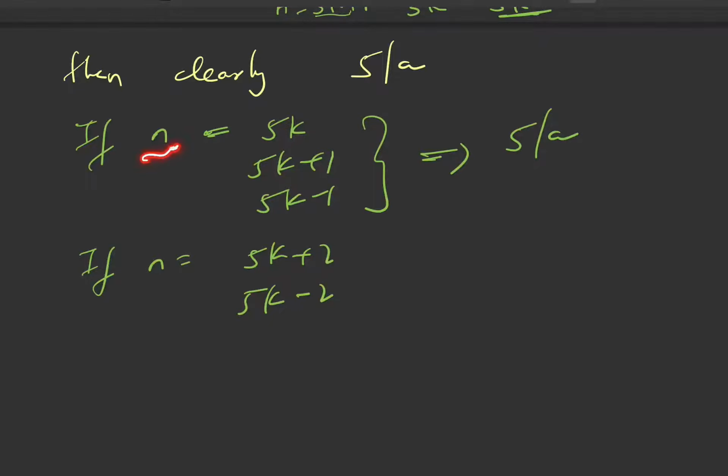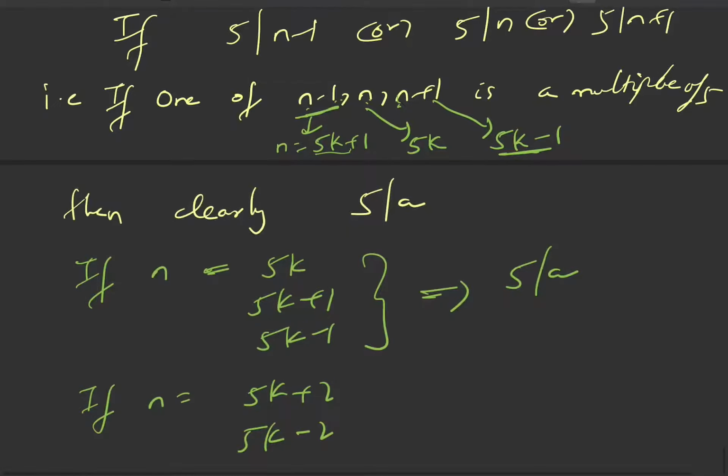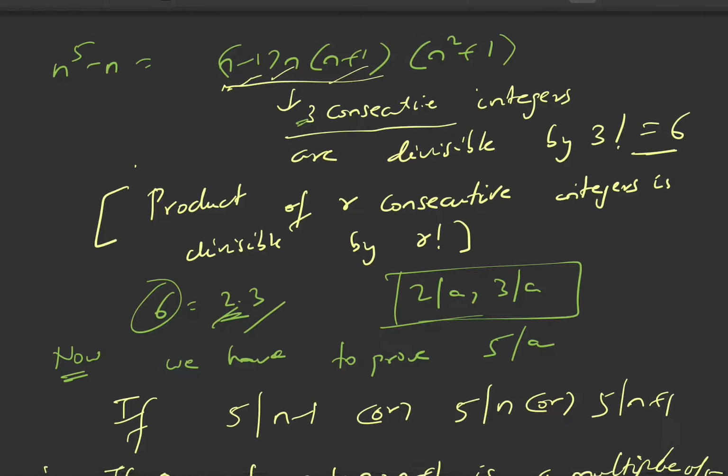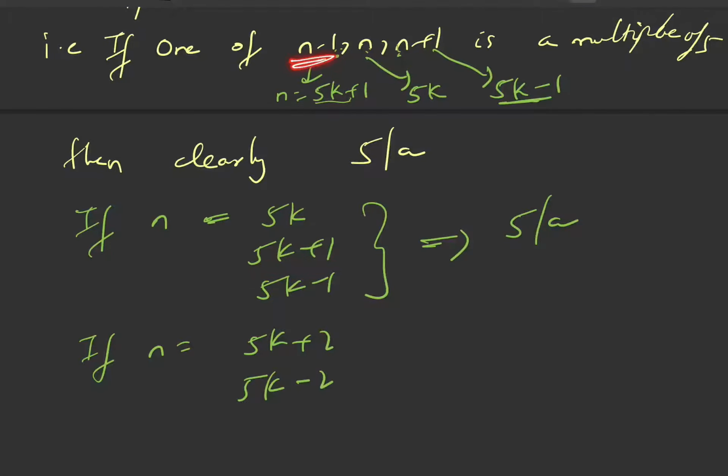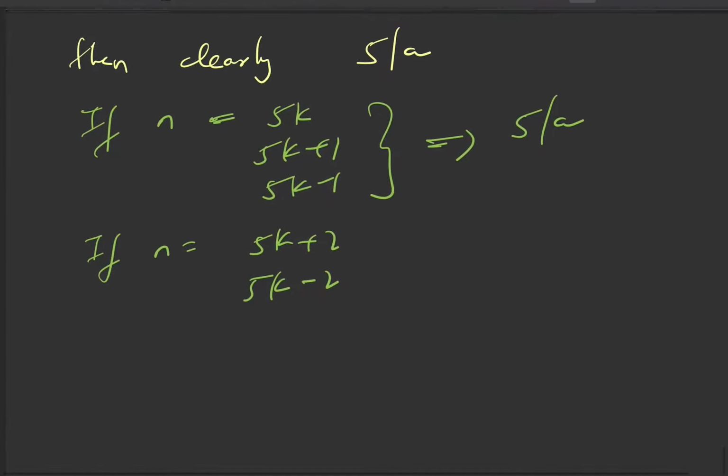Because if you divide a natural number n by 5, you will get 0 remainder, 1 remainder, 2 remainder, and 3 remainder is nothing but minus 2, right? 5k plus 3 is the same as 5k minus 2, and remainder 4, 5k plus 4, is the same as 5k minus 1. So we have covered all possible cases, right? If n is 5k, then n itself is a multiple of 5, so A is a multiple of 5. If n is 5k plus 1, then n minus 1 is a multiple, so A is also a multiple of 5. And if n is 5k minus 1, then n plus 1 is a multiple of 5, so A is a multiple of 5.